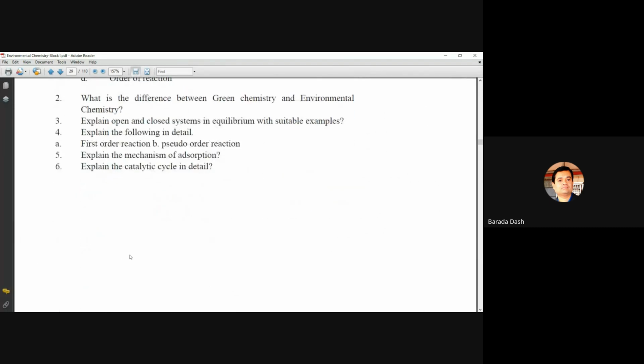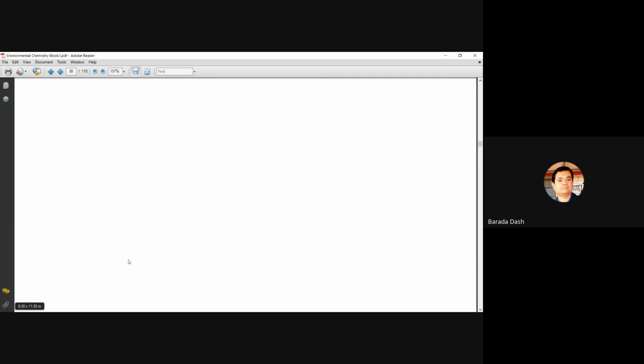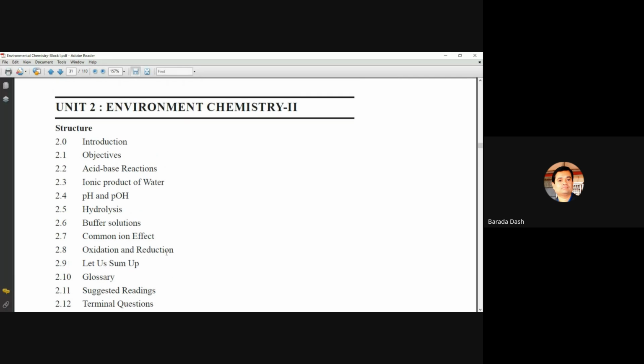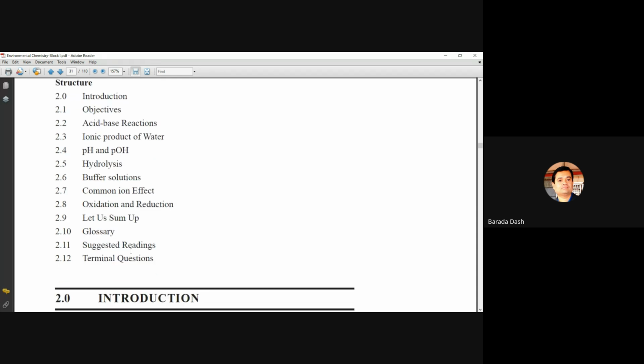Now we will go to the next unit, unit 2, which is environmental chemistry 2. Here we have objectives, acid base reaction, ionic product of water, pH and pOH, hydrolysis, buffer solutions, common ion effect, and oxidation and reduction.